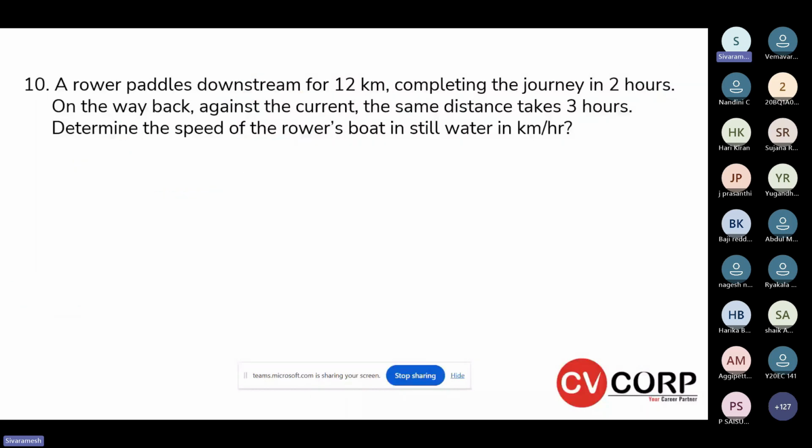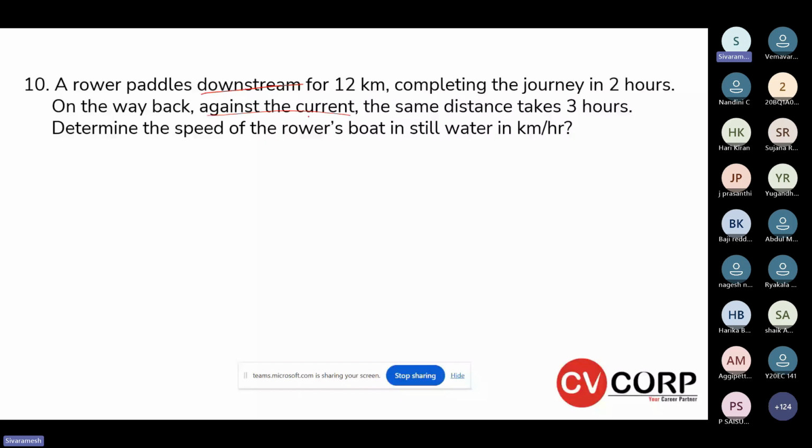Okay, so first thing, we should understand before solving boats and streams what exactly is meant by downstream and what is meant by upstream. Here they mention against the current or against the stream. Both are the same. Against the stream means upstream.